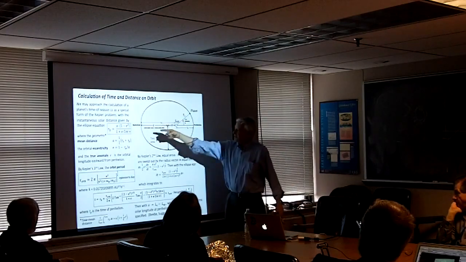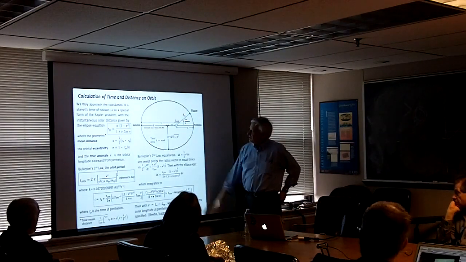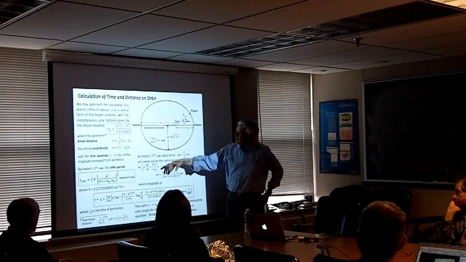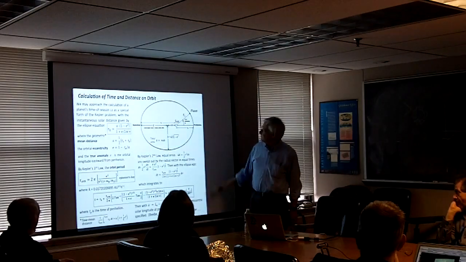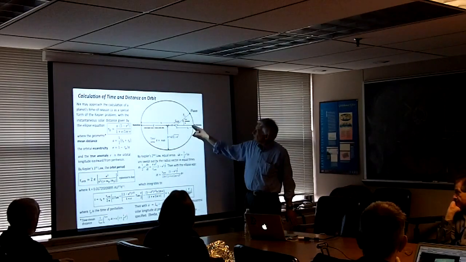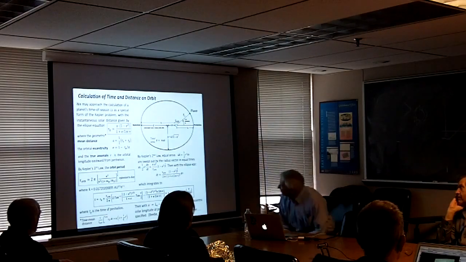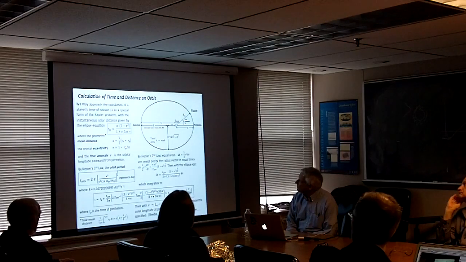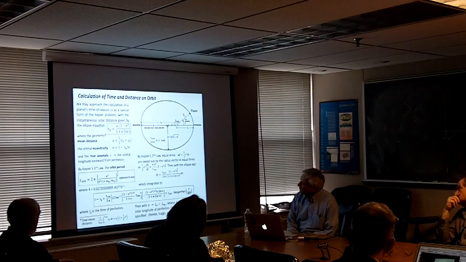The distance is simply given by the ellipse equation in terms of A, the geometric mean distance, and the eccentricity of the ellipse, and what in celestial mechanics we call the true anomaly, the angle along the orbit of the planet measured with respect to the perihelion.